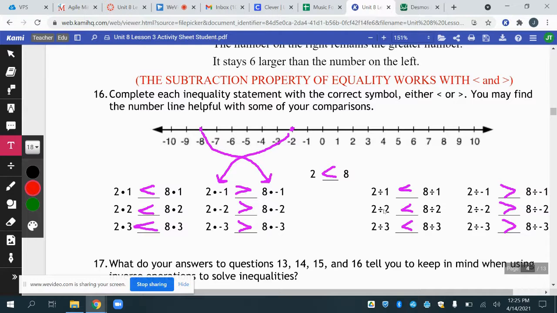Or when you divide. 2 divided by 2 is 1. 8 divided by 2 is 4. 1 is less than 4. So as long as one starts bigger, and I multiply, add, subtract, or divide by the same number, it's going to remain the bigger number. The arrow will point the same way.